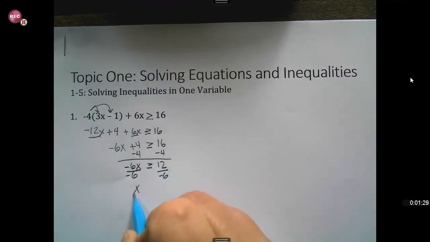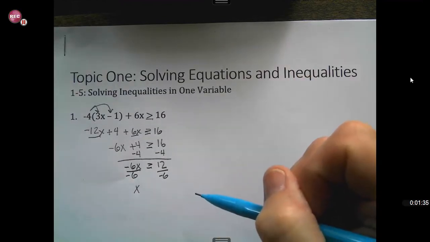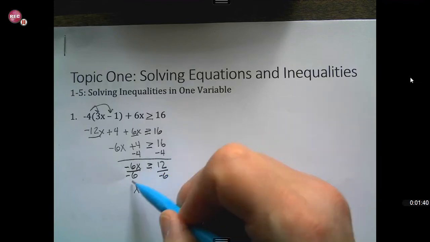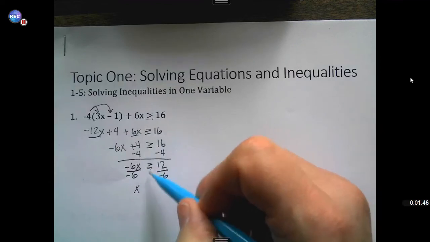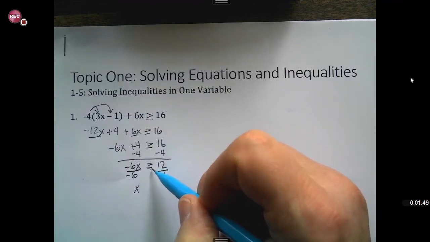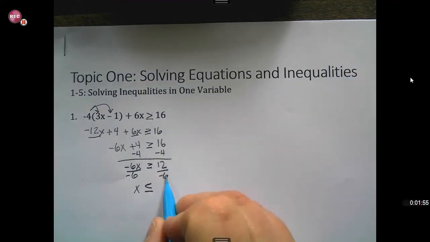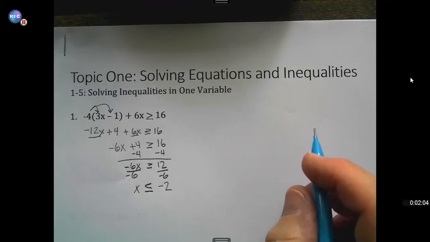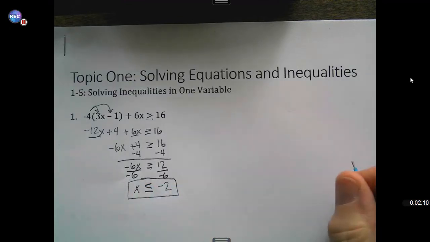And divide both sides by negative 6. And here's the difference. If it's an equal sign, we divide by negative 6 and have our answer. But because this is an inequality symbol, whenever we multiply or divide by a negative, so here the inequality is greater than or equal to, we're going to flip that inequality to less than or equal to, 12 divided by negative 6. So on a test or quiz, I may ask you for more than one answer. One of your answers could be this statement right here. And that's what I do on most problems.